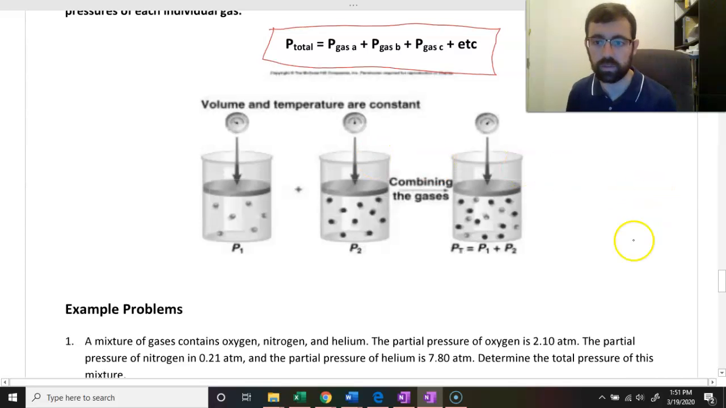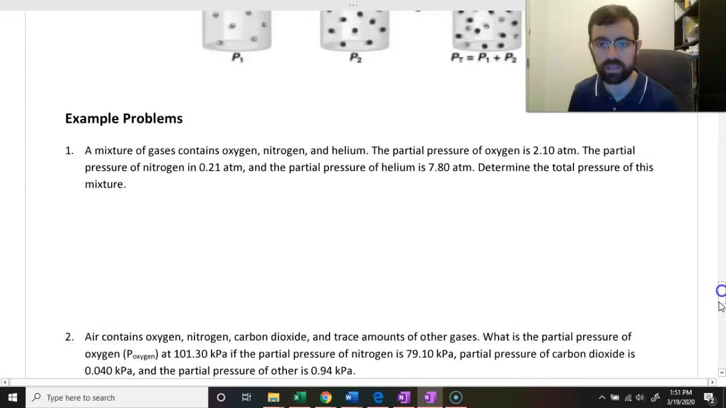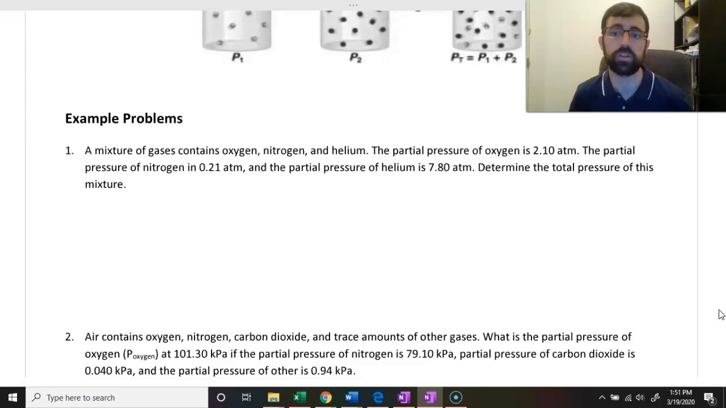So let's go down to an example problem, and I'll say this: the trickiest part in these problems is just deciding what is what. The most common mistake is a student will just assume that each pressure given is a partial pressure, but one of them is actually the total pressure. So we're going to look at a couple types of problems that you might have and make sure that we can identify the variables that we have.